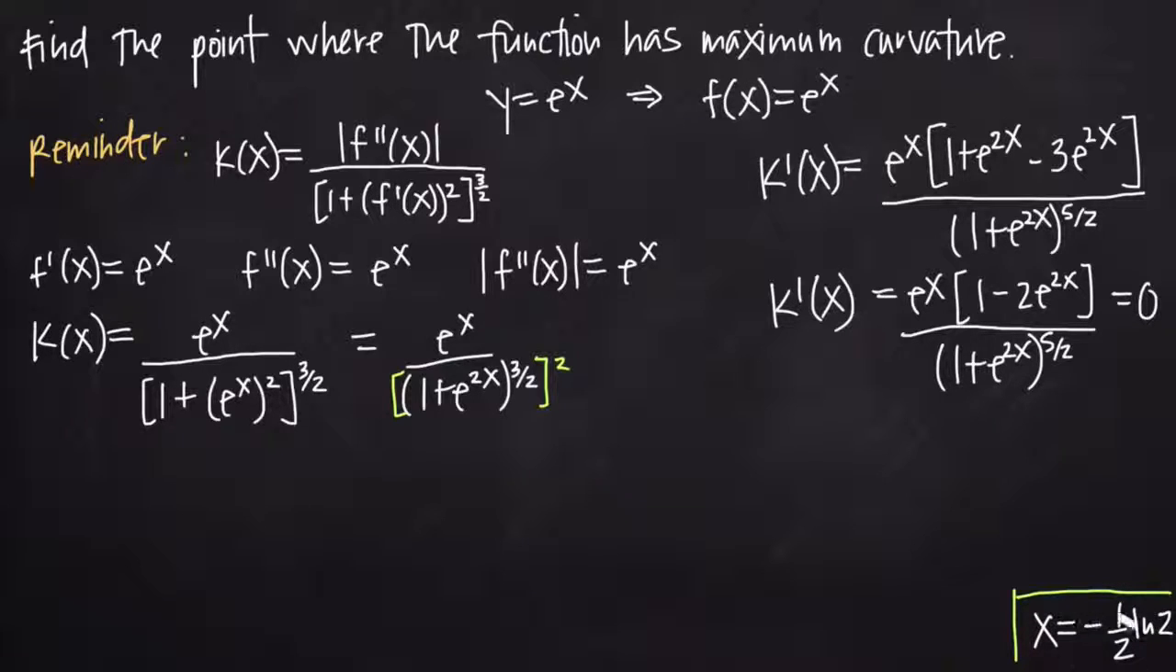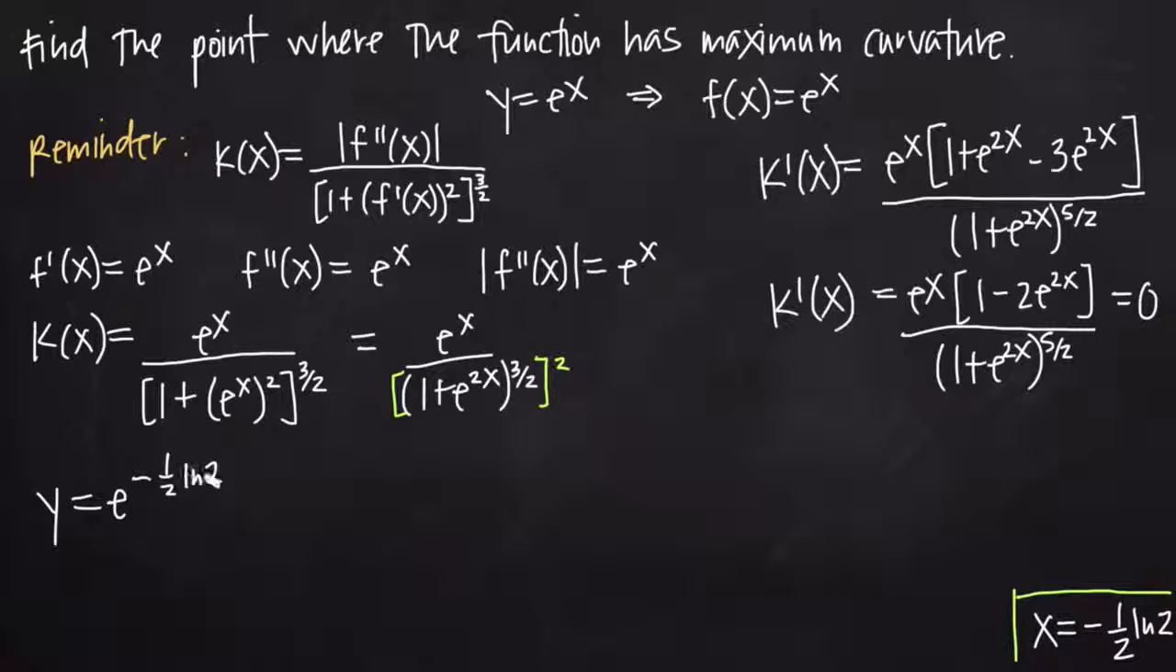But we know that this point represents the maxima, so what we're going to do is plug this value back into our original function to find the corresponding y value of the coordinate point, so we can give a coordinate point where the function has maximum curvature. So we'll say y is equal to e raised to the x, well, we found x to be -1/2 natural log of 2. So we plug that in, and now we want to find a value for y.